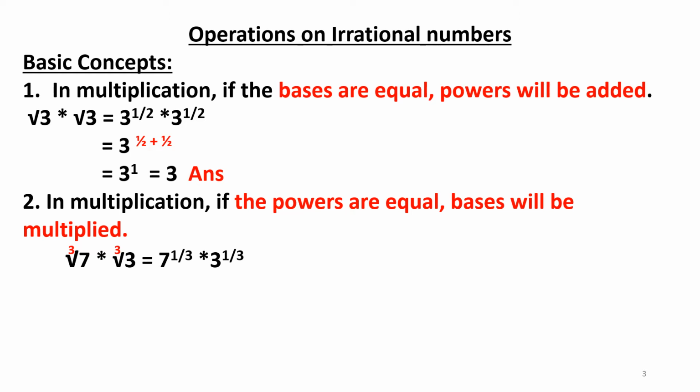Cube root of 7 means 7 to the power 1 by 3. Cube root of 3 means 3 to the power 1 by 3. See, both the powers are equal. We will multiply their bases. That is 21 to the power 1 by 3. That is cube root of 21.